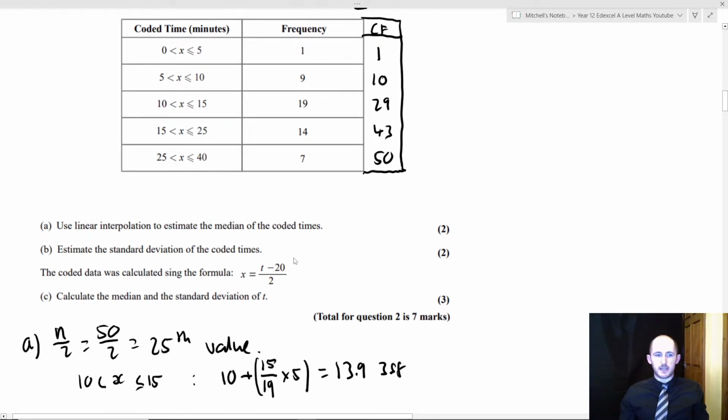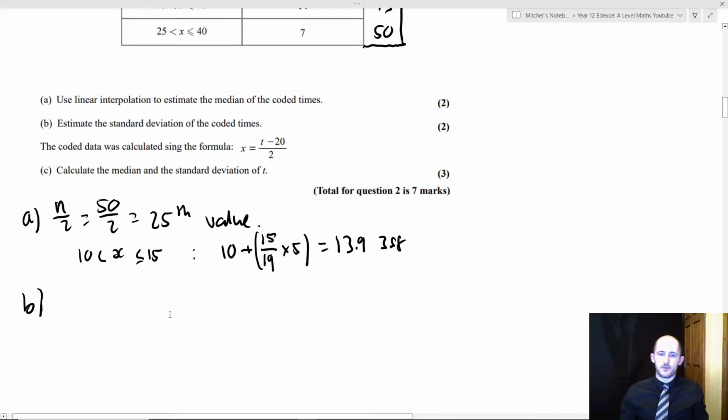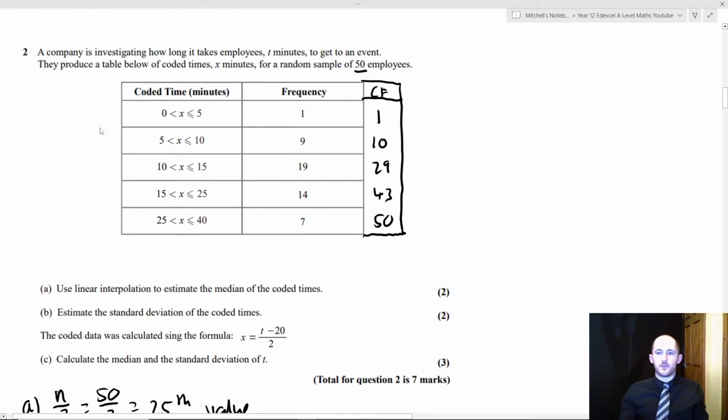Okay, so standard deviation, you know what we need to do. We have to do sum of fx and then sum of fx squared as well. So again, if you want, we can write out the midpoints. 2.5. So 15 plus 25 is 40, divided by 2 is 20. And 25 plus 40 is 65, divided by 2 is 32.5.